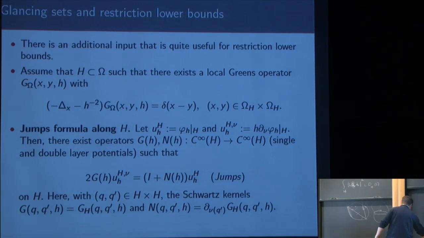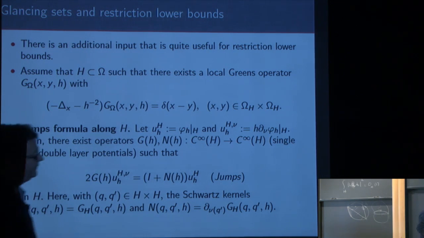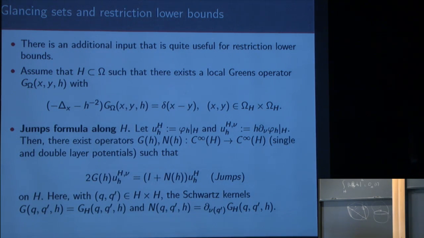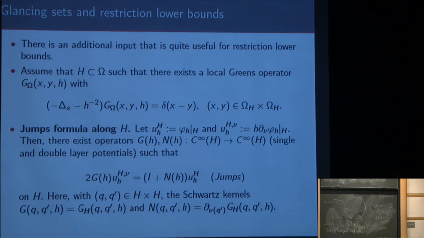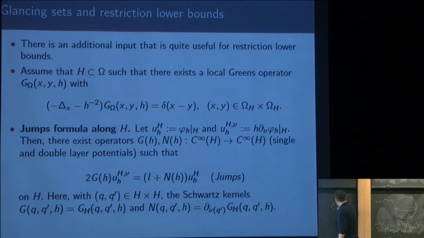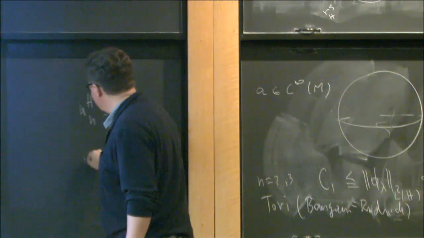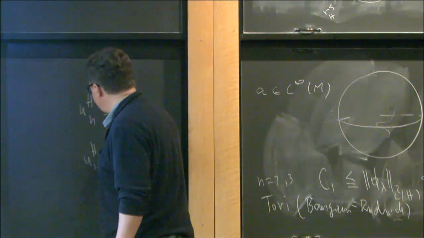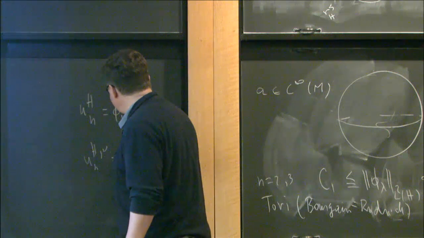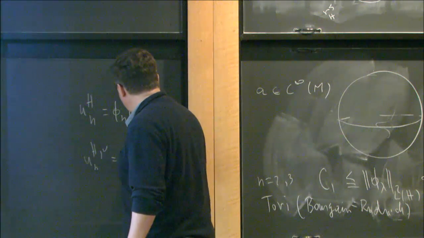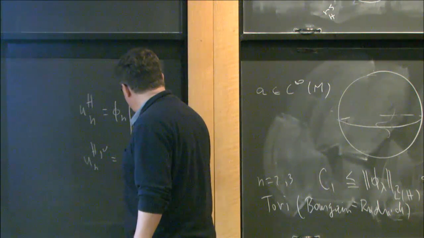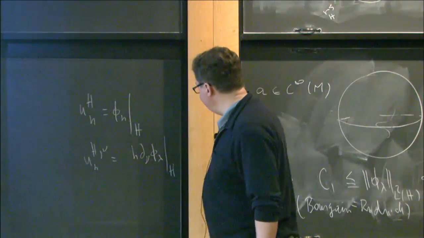It's just notation because I'm going to be using this so often. So either you take the eigenfunction and you restrict to H, or you take the normalized normal derivative and you restrict to H. These objects appear so much that I have notation for them.